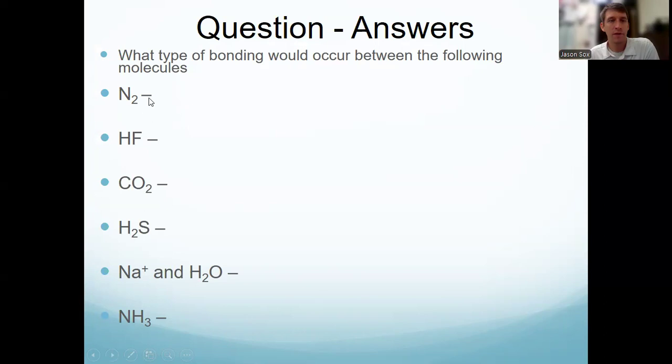But right now we have nitrogen. You might consider drawing the Lewis structure here. You'll see that this is a nitrogen on one side, nitrogen on the other. It's nonpolar. Well, what would be the interaction between two nonpolar substances? And that's going to be the dispersion force, the London dispersion force. That's the strongest force available, really the only force available when we have nonpolar molecules.